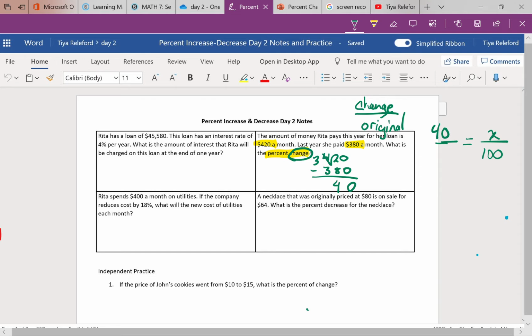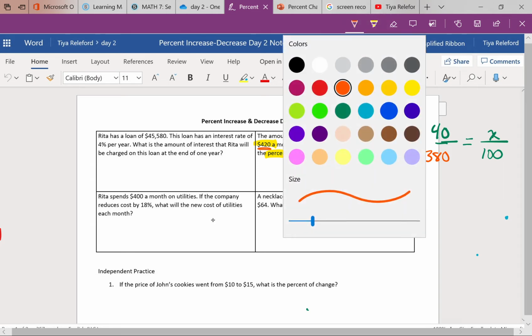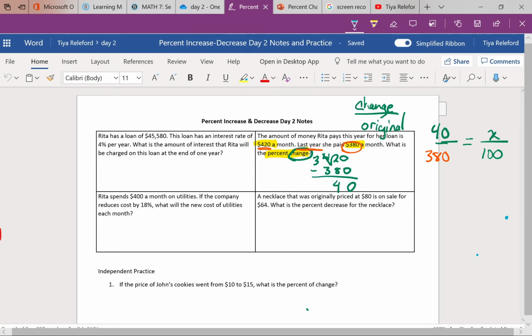Here's the trick with this one. We want to say the original is 420 because it comes first in the problem. But actually, last year she paid 380. So 380 is our original. So if you already know how to solve proportions and you feel pretty good, go ahead and finish that and fast forward through me doing this with you. If you're still struggling with proportions, stick with me. We're going to do it together.